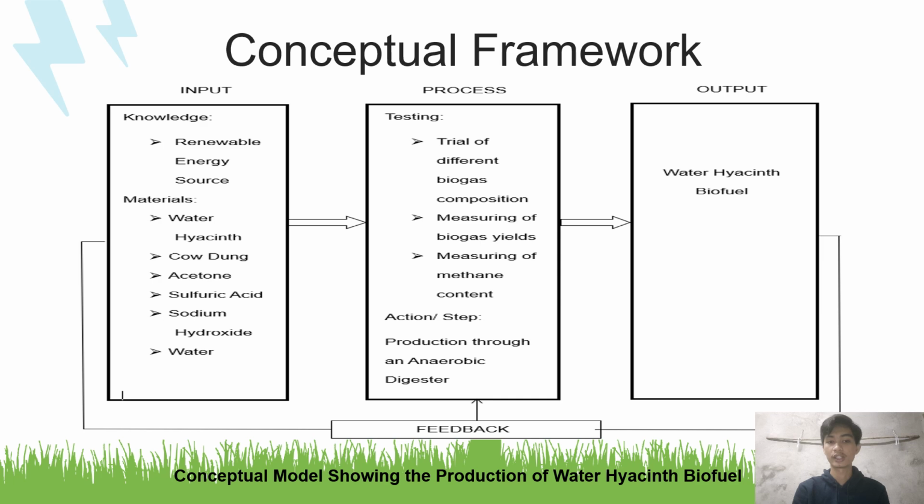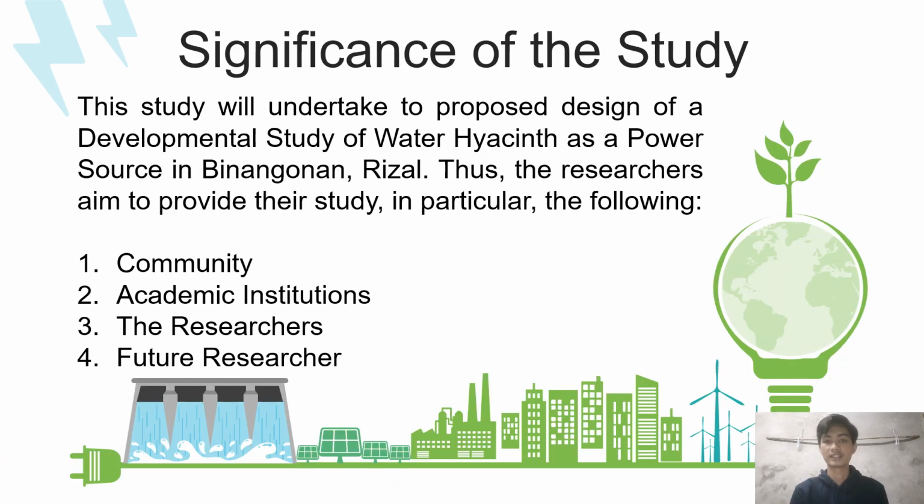Next is the conceptual framework. The conceptual model showing the production of water hyacinth biofuel. The input shows the knowledge, which is the renewable energy source, and the water hyacinth as its main material. The process is the testing in trial and measuring, and the action or step for the production. The water hyacinth biofuel is the output itself, and last is the feedback. Next is the significance of the study. This study will undertake to propose a design of a developmental study of water hyacinth as a power source in Binangonan, Rizal for the community, academic institutions, researchers, and future researchers.